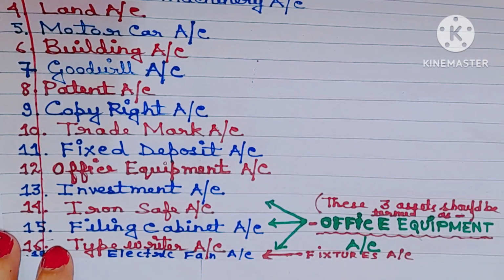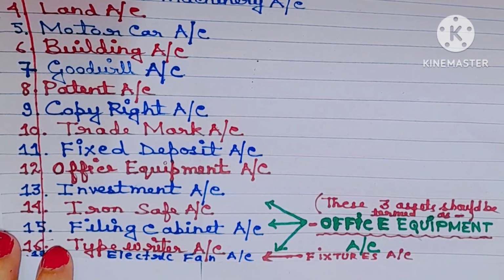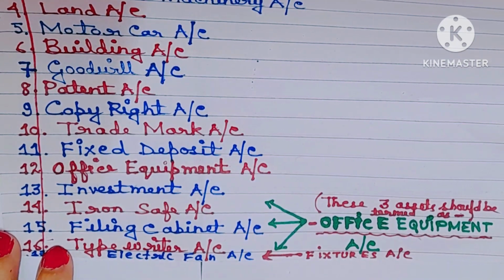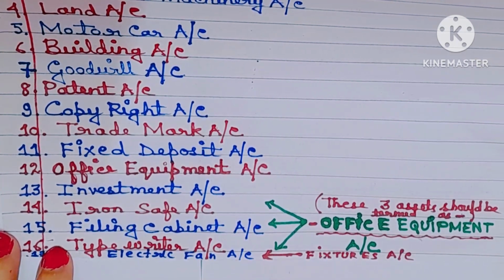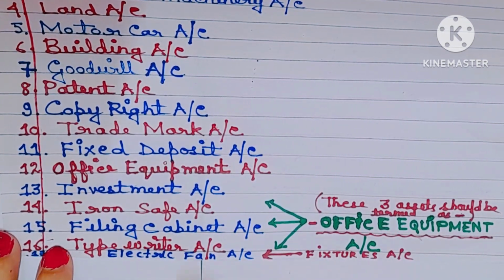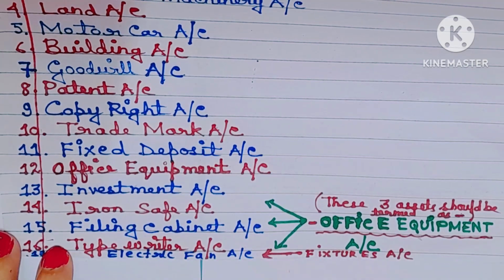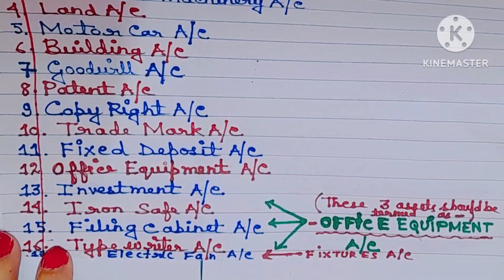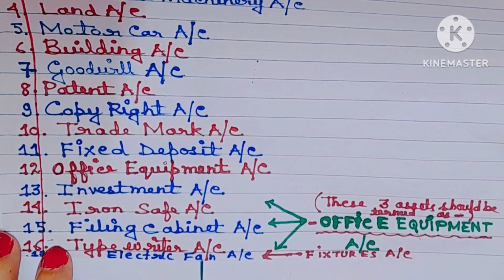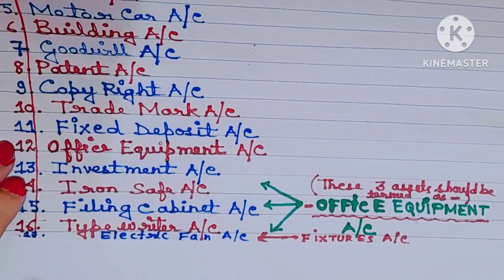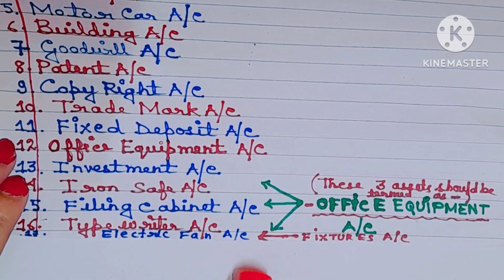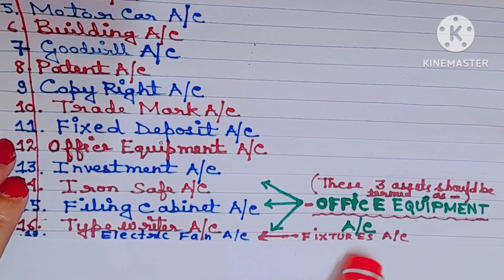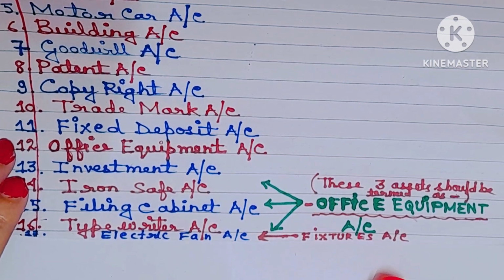For example, electric fan is purchased for the business. You cannot write electric fan account debit to cash account in journal. Instead of electric fan account, you got to write fixtures account debit to cash account in journal. So please remember, instead of electric fan account, you got to write fixtures account debit to cash account in journal.